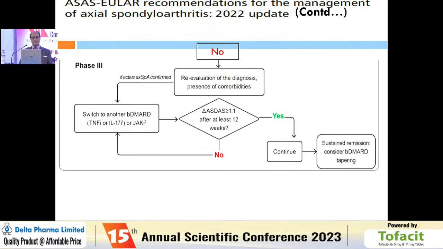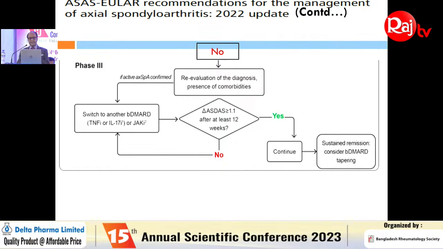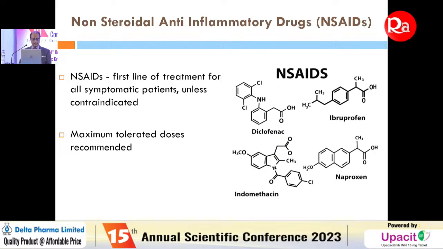And if we can confirm that active disease is there, we can switch over to another biologic DMARD. Or if our patient was first on a biologic DMARD, then we can switch over to a JAK inhibitor. And if the patient is on a JAK inhibitor the first time, then we can choose one biologic. This way we need to proceed. And then again we look at the changes, 1.1 or more, yes, then we will continue. And again after 6 months we shall consider whether we can make some spacing or tapering, not total withdrawal, and there is debate.